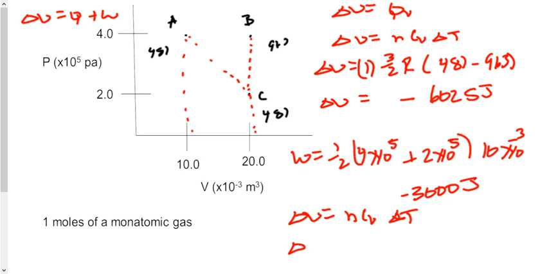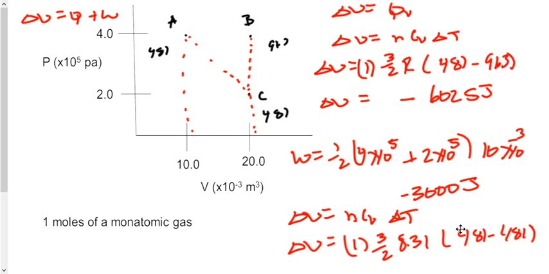So in this case, delta U is equal to 1 times 3 halves times 8.31 multiplied by the temperature change of 481 minus 481. So we see that delta U is actually equal to 0 in this particular case. So regardless of what's changing in here, delta U is always this equation because delta U depends on temperature change. Okay, so in this case, we can easily know that Q has to equal a positive 3,000 joules in order for us to end at the same temperature at which it started.